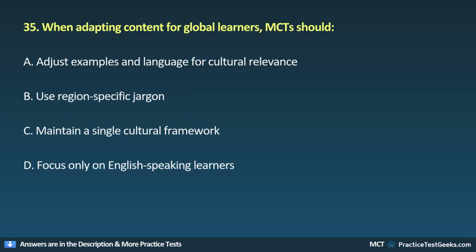35. When adapting content for global learners, MCTs should A. Adjust examples and language for cultural relevance. B. Use region-specific jargon. C. Maintain a single cultural framework. D. Focus only on English-speaking learners.